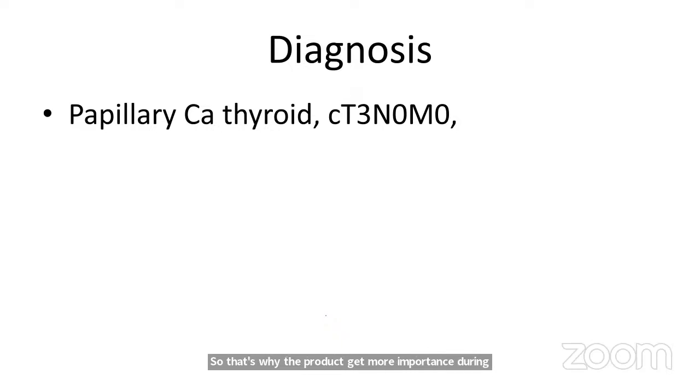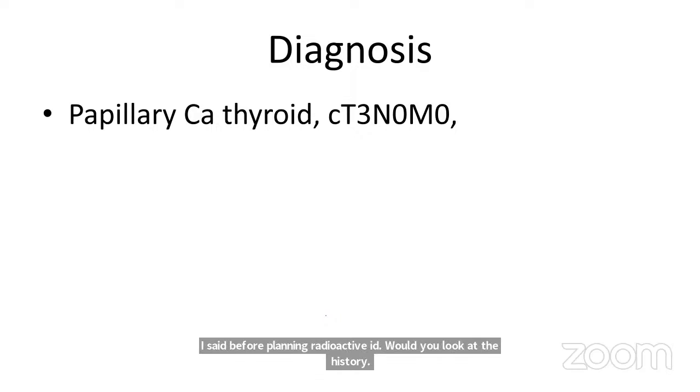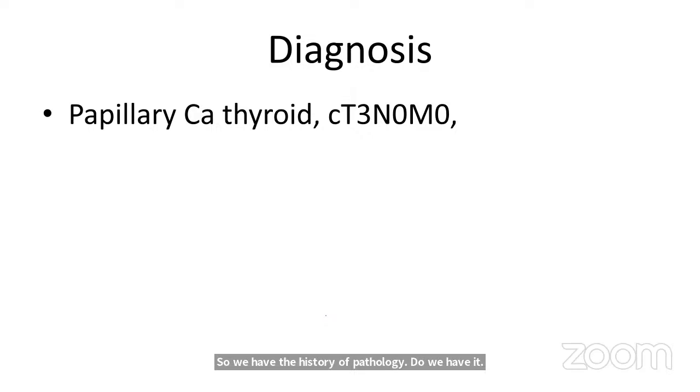Anyway, Dr. Archi, please go ahead with your question. I said, before planning radioactive iodine, would you look at the histopathology? Yes, ma'am. Do we have it? No, ma'am, we still don't have it. Okay. Because based on the histopathology, I agree that the patient is 75 years old, so you would consider giving radioactive iodine treatment. But the amount of radioactive iodine that you will give will depend upon the histopathology. Correct? Yes.